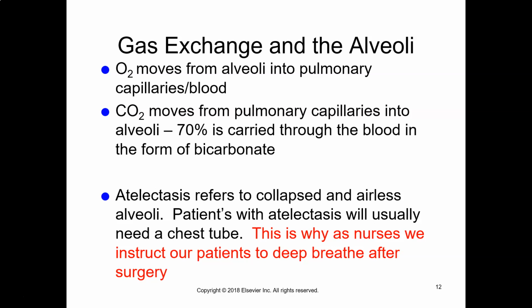Atelectasis refers to collapsed and airless alveoli. Patients with atelectasis will usually need a chest tube. This is why, as nurses, we instruct our patients to deep breathe after surgery. And so that atelectasis is like collapsed alveoli. And without that, you cannot exchange the gases. So it's an emergency, and if they've been in a car wreck or fallen and collapsed a lung or whatever, then you have to have a chest tube.